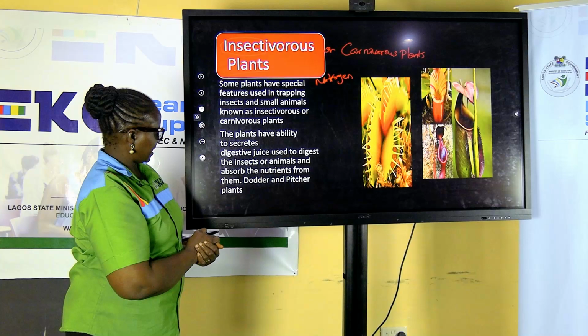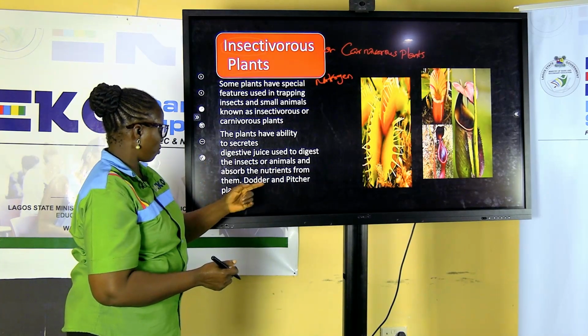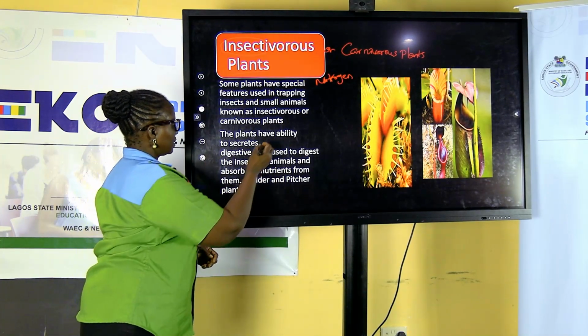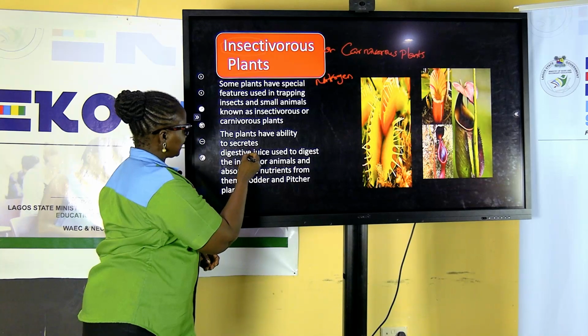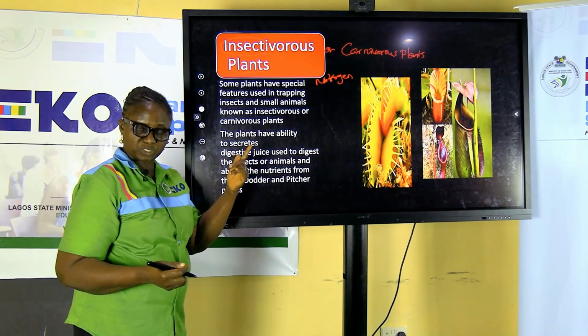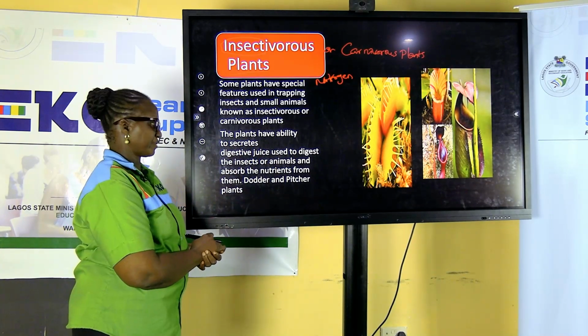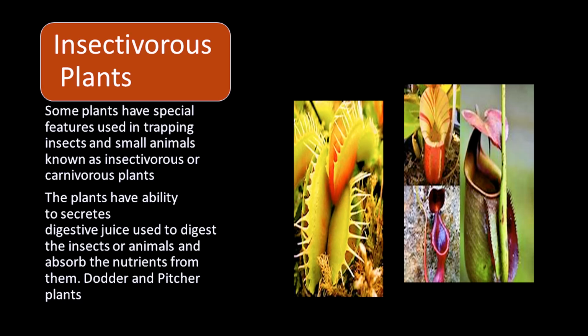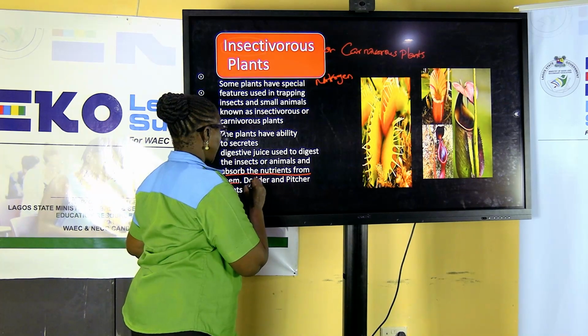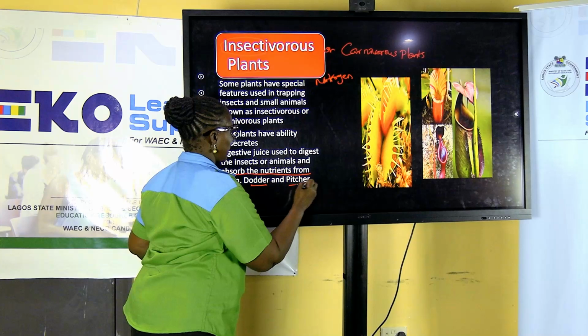An example of this can be found. How do they do this? Before we go to the examples, they equally release digestive juice, which we mentioned under saprophytes. They release what? Enzymes. So these enzymes that are secreted are able to absorb the nutrients from the food substances. Common examples of carnivorous or insectivorous plants are the sundew (drosera) and pitcher plants.